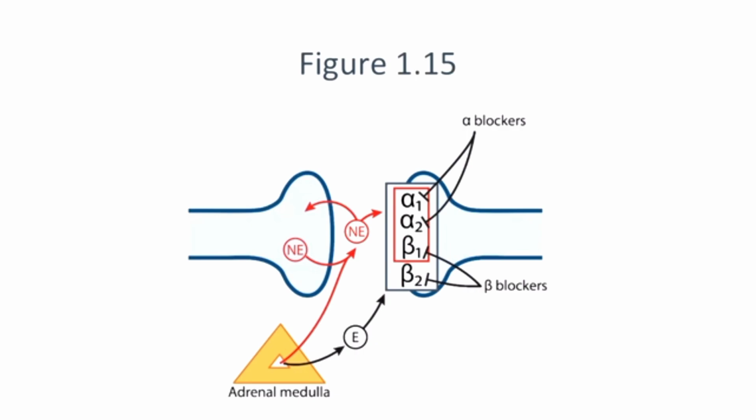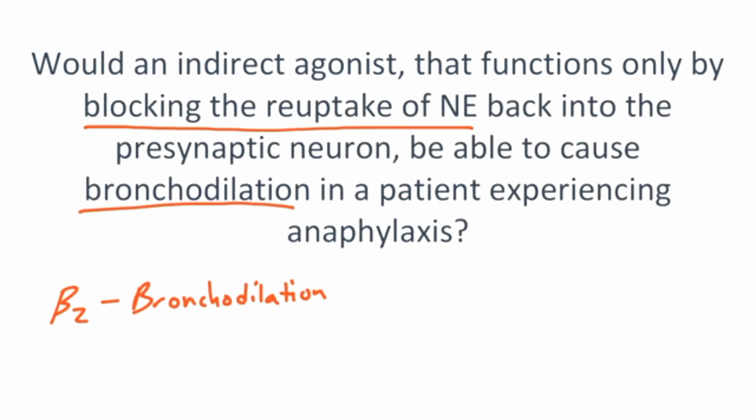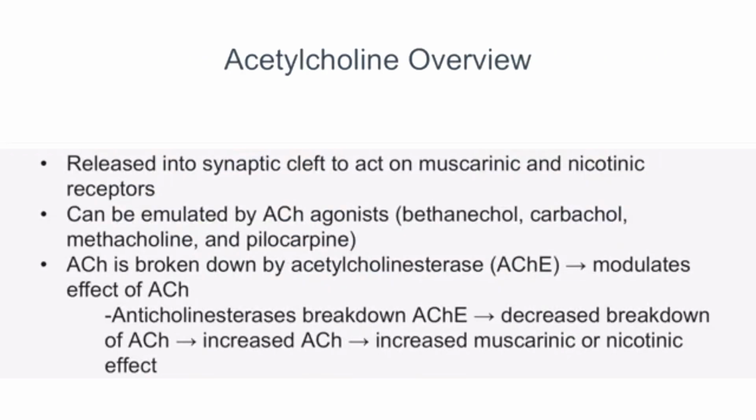If you blocked norepinephrine from returning to the neuron, you would increase the amount of norepinephrine in the synaptic cleft, thereby increasing stimulation of the alpha-1, alpha-2, and beta-1 receptors. Would it be able to do anything to the beta-2 receptor? Nope. Recall that the neurotransmitter that stimulates beta-2 is epinephrine. So in answer to our question, would blocking the reuptake of norepinephrine cause increased stimulation of the beta-2 receptors? No, it would not. Now let's talk more about acetylcholine.